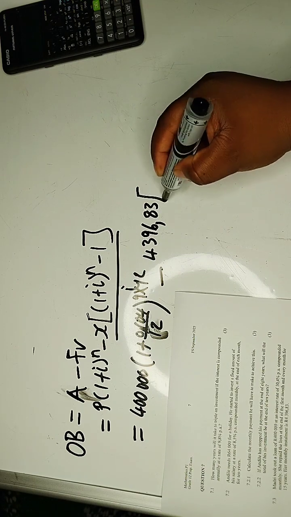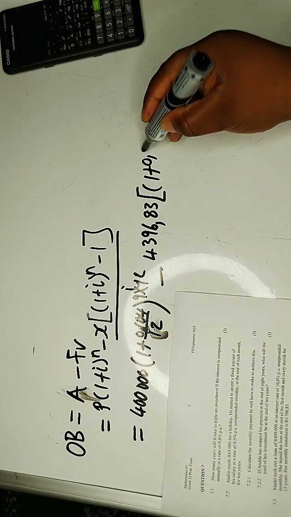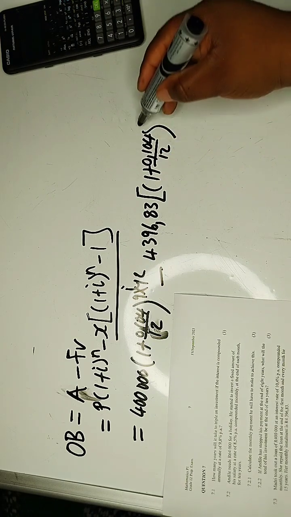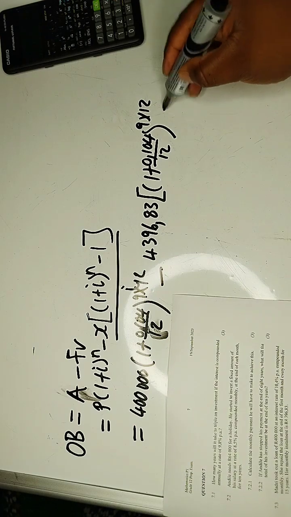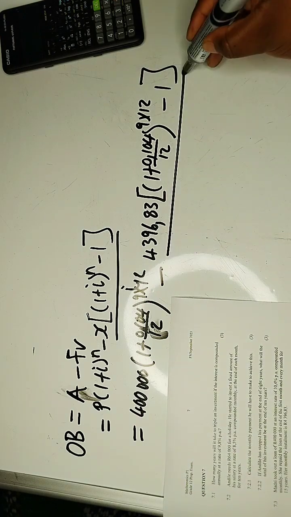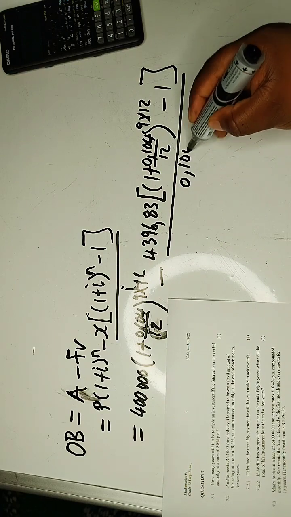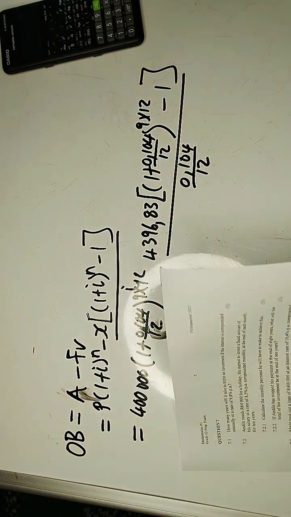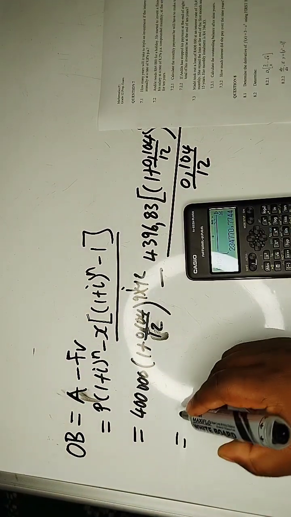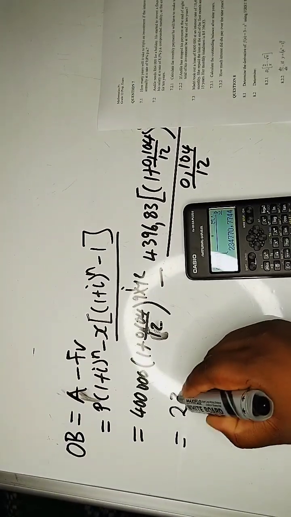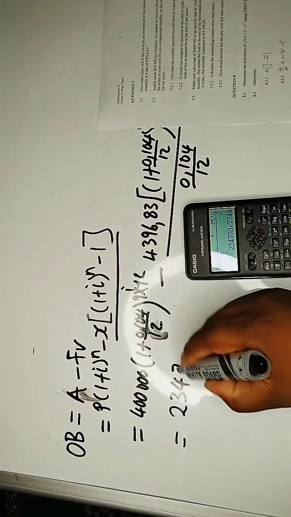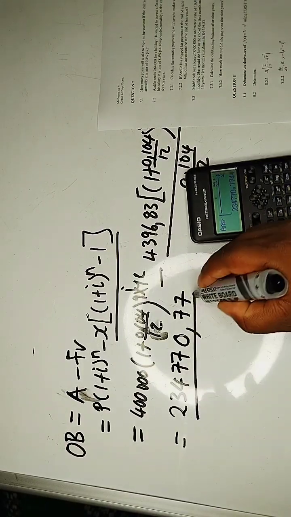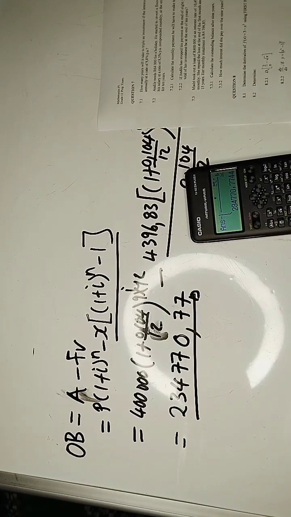4,396,83 into 1 plus 0,104 all over 12, close bracket, all raised to 9 times 12, minus 1, all over 0,104 divided by 12. Then punch this in your calculator. So the answer here will be 23,477,77. That is what you get as a balance outstanding.